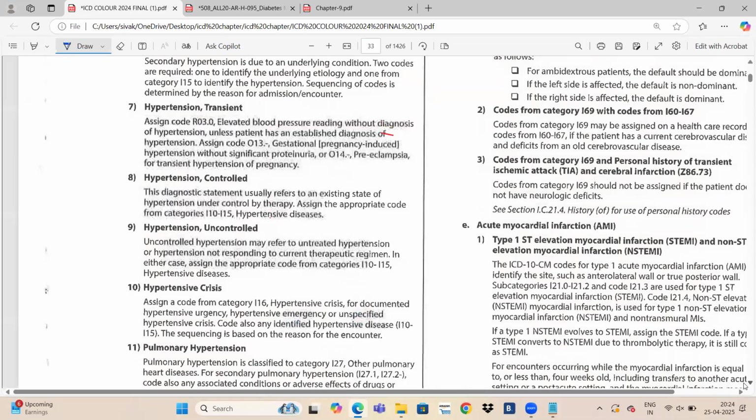Then hypertension transient. Transient hypertension means elevated blood pressure. Do not code as hypertension, R03.0. Then hypertension controlled, uncontrolled, same code. Same code you will get, I10. So there is no combination, no separate code for controlled, uncontrolled. We should not consider it as a separate code.